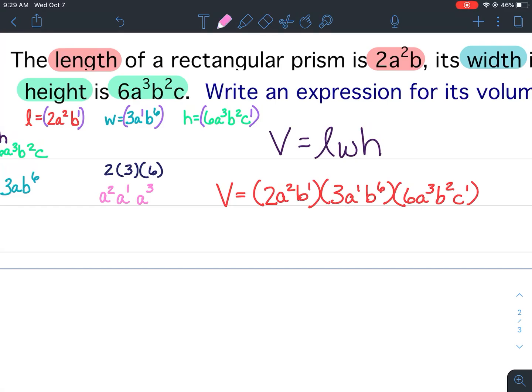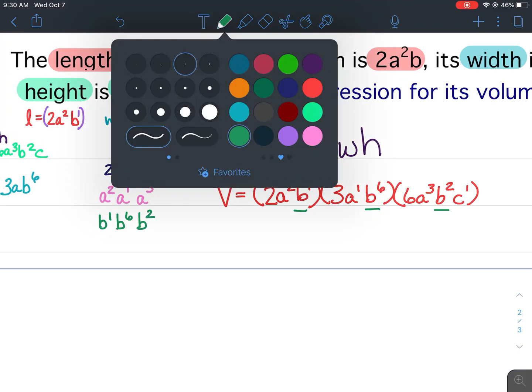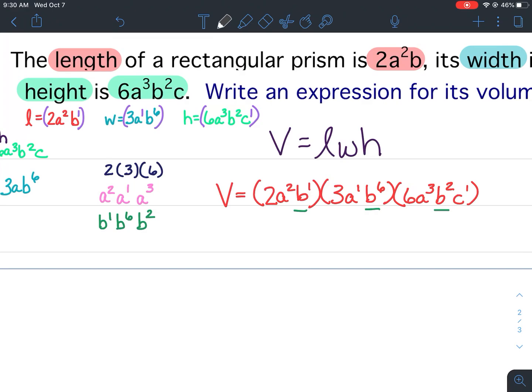Right? The next variable is the b. So I'll list all my b terms. I've got b to the first, b to the sixth, and b squared. Last, I have my c terms. And if you look at all of this, the only c term I have is c to the first.